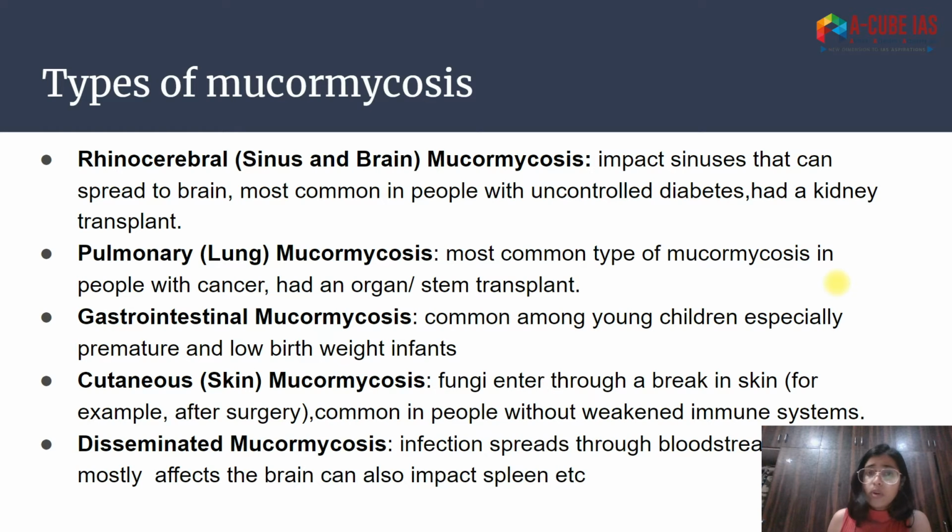Next is gastrointestinal mucormycosis. This often impacts young children more than adults, and usually its victims are premature or low birth weight infants. Next is skin or cutaneous mucormycosis. This is called skin mucormycosis because it enters the skin through a break in your skin, either by surgery or something like that, which weakens your immune system. And next in the series is disseminated mucormycosis. That means infection that spreads in your body through the bloodstream, mostly affecting your brain. So it impacts the brain only, but this is disseminated through the bloodstream, and that's why it is called disseminated mucormycosis.